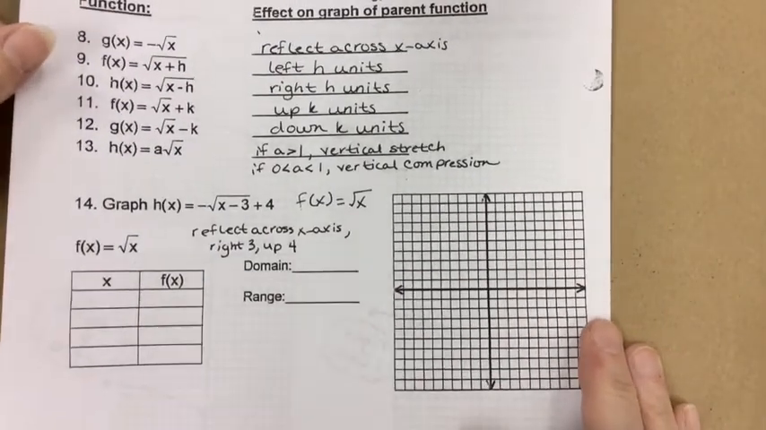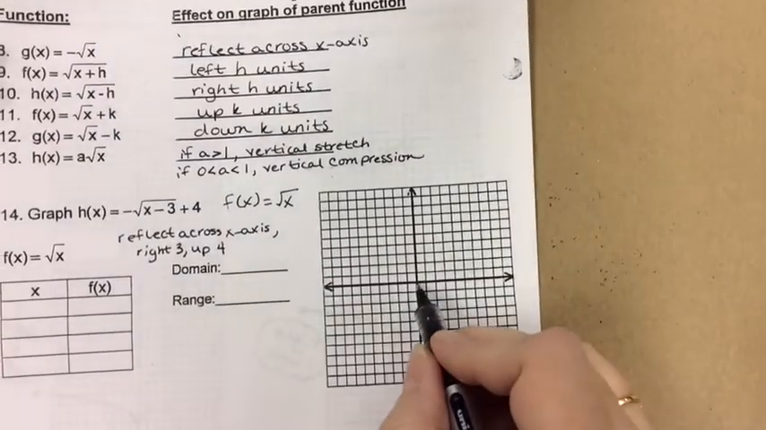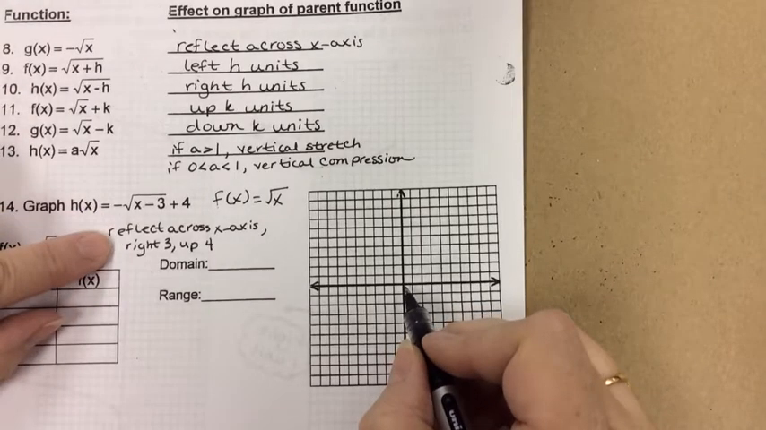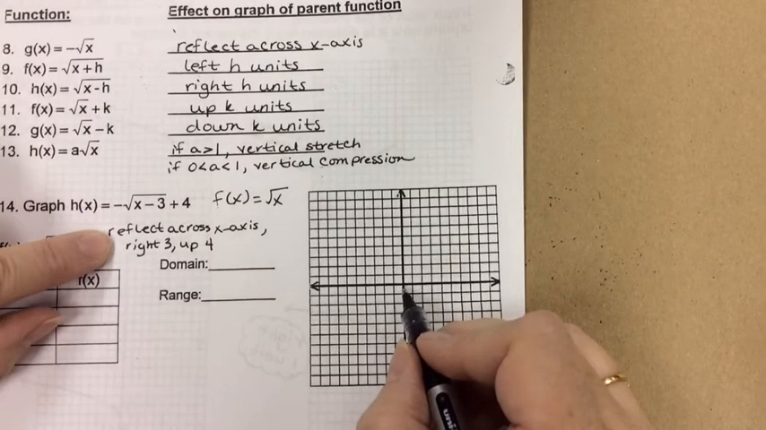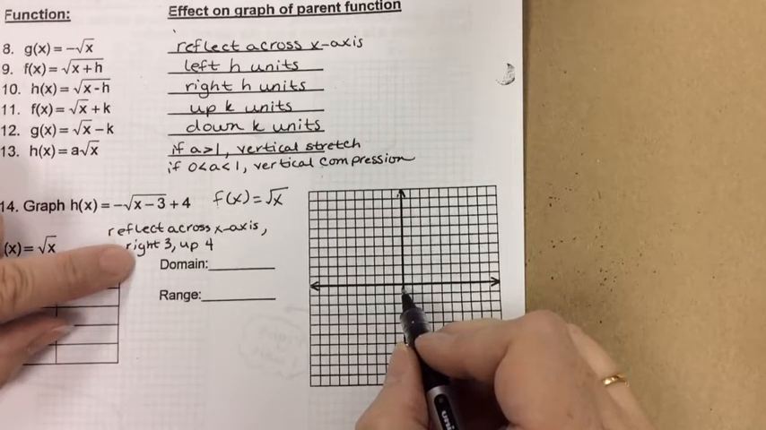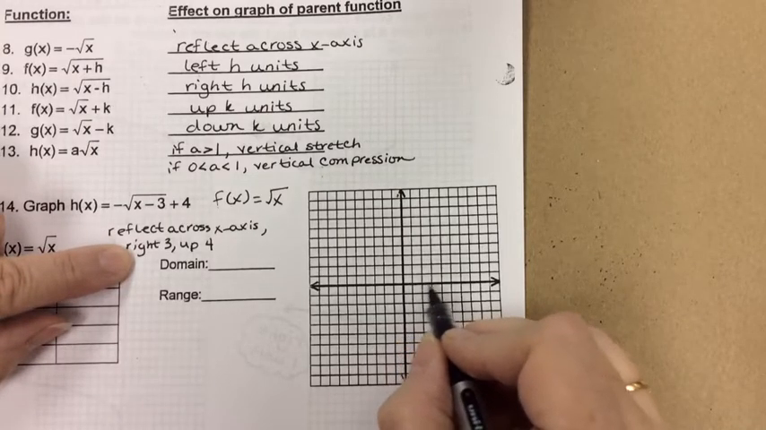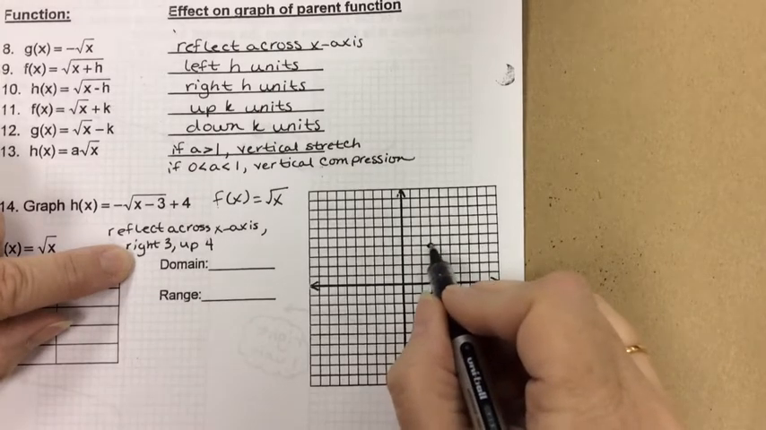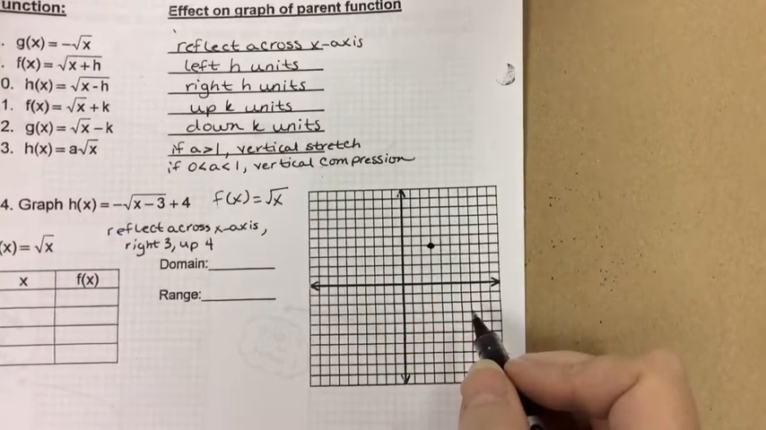So first of all, start at 0, 0, because that's where your square root parent function starts. But we're going to do these changes. The reflect across the x-axis, we're going to do that when we do our pattern. It's going to go right 3, so go right 1, 2, 3, and up 4. 1, 2, 3, 4. Put your new starting point right there. That's where we're going to start.